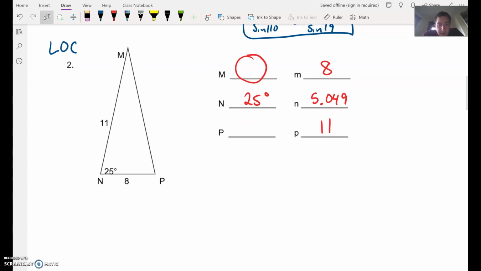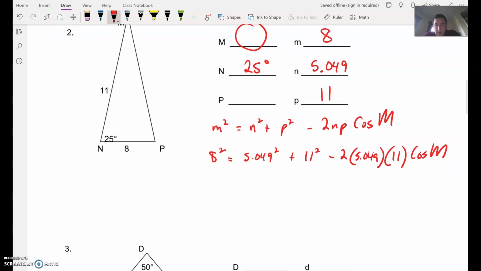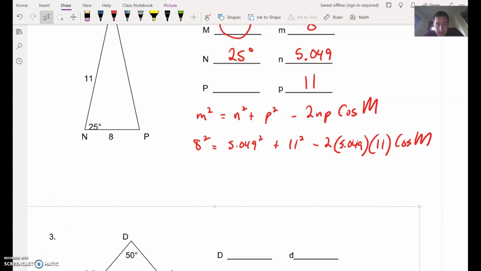So we would use M first. M squared equals N squared plus P squared minus 2NP cosine of M. M squared is 8 squared, equals N squared, which is 5.049 squared, plus 11 squared, minus 2 times 5.049 times 11 times cosine of M. Whoa, okay, this one's a little trickier. I'm going to run out of time, so I'm not even going to be able to do it. I'm just going to have to explain it.